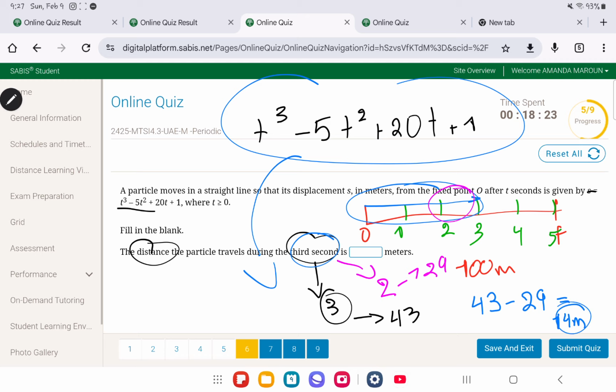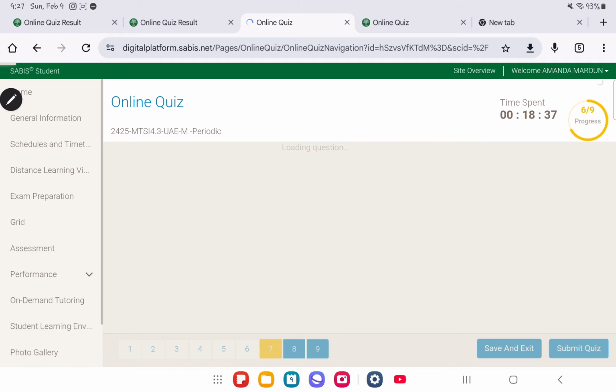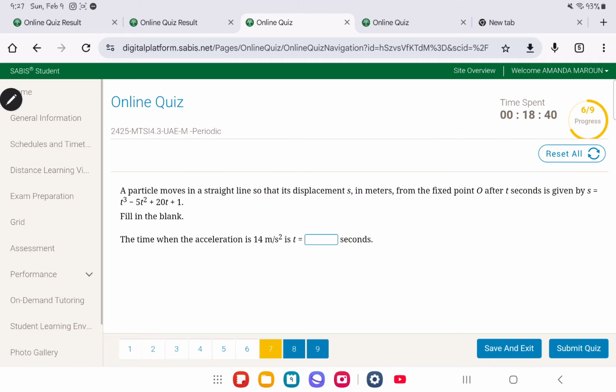So pay attention to the wording. They need the distance traveled during the third second, not the total distance traveled. No, the distance traveled during the third second, so from between 2 and 3. So the answer over here is going to be 14. We move on to the next question, which is question number 7.